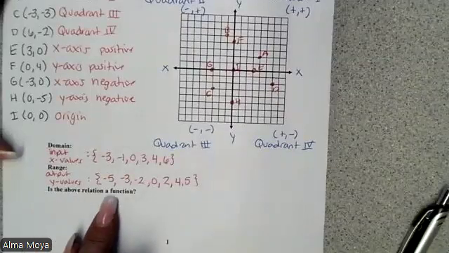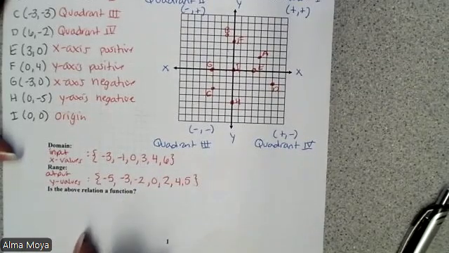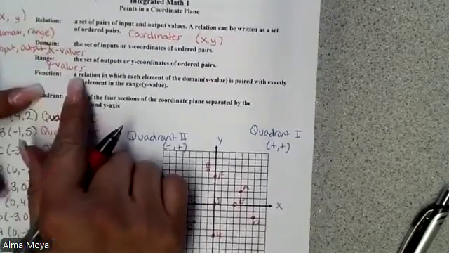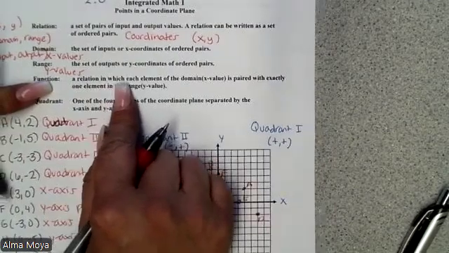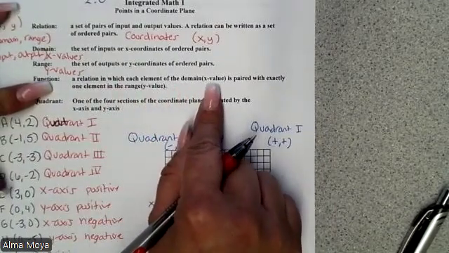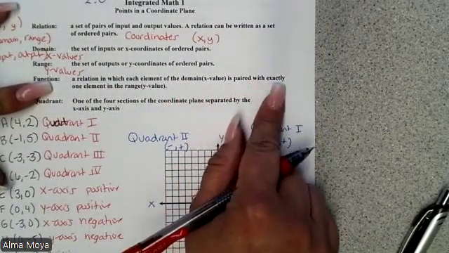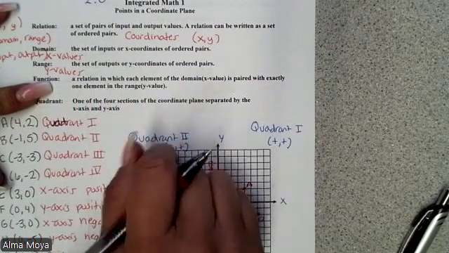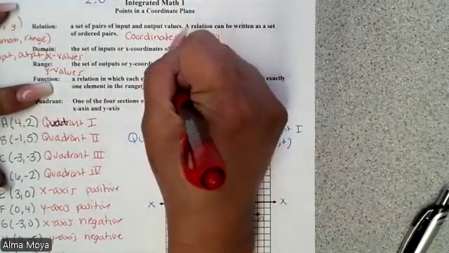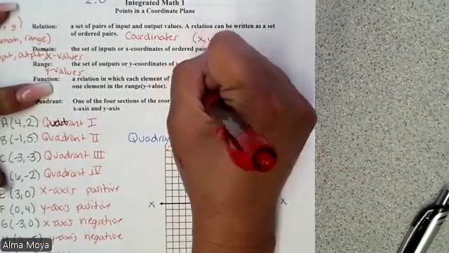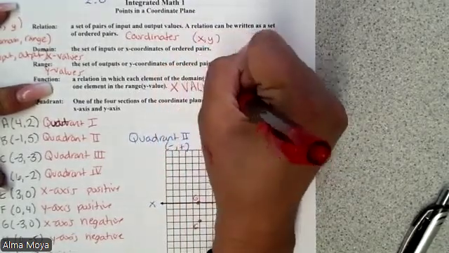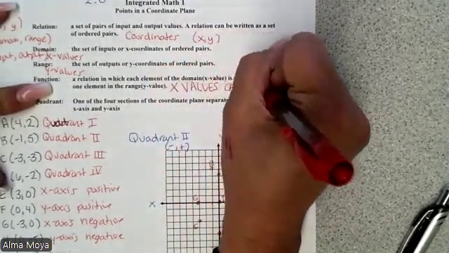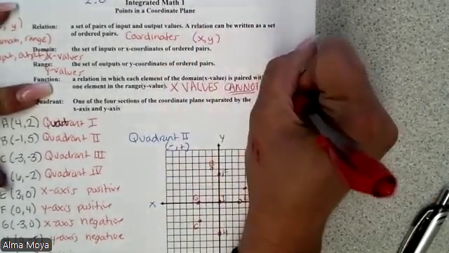Is the above relation a function? My answer here is going to be no. A function is a relation in which each element of the domain, which is the X values, is paired with exactly one element of the range. I need you guys to write this: X values cannot repeat.